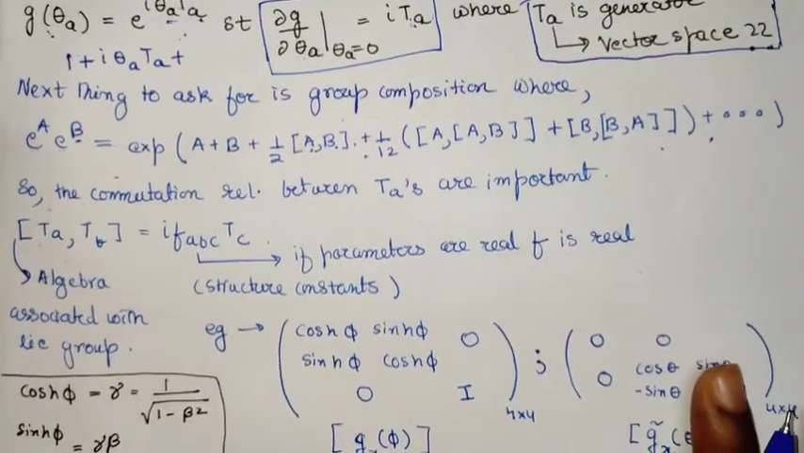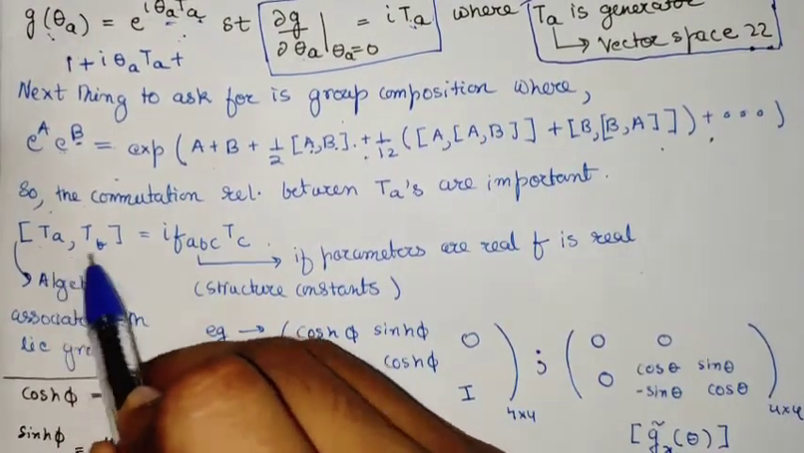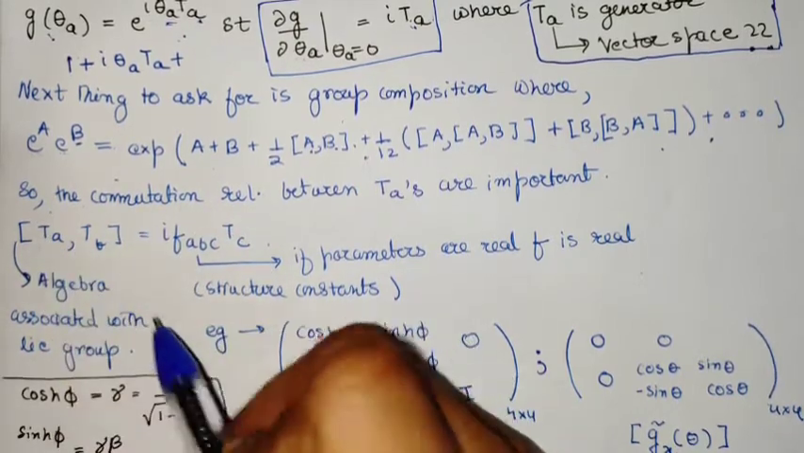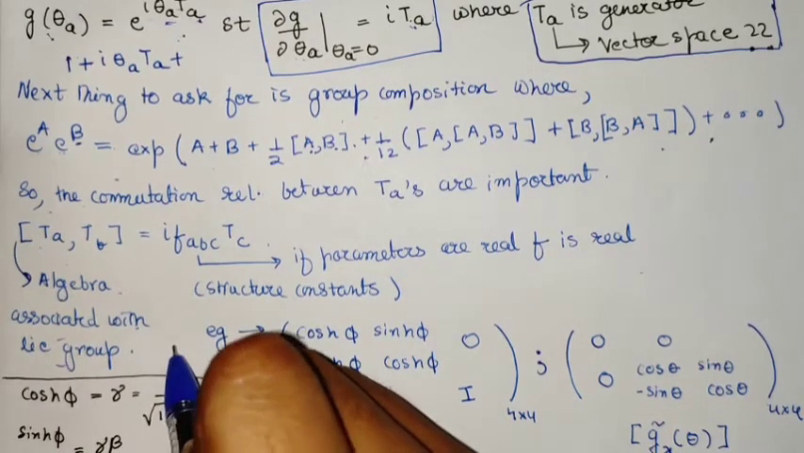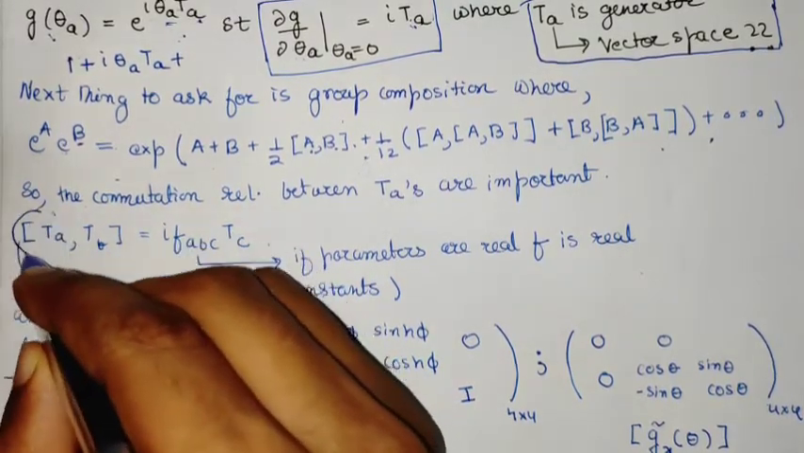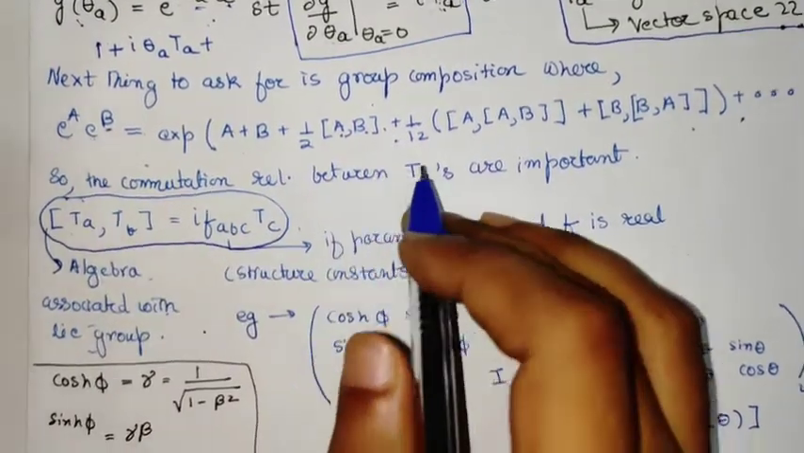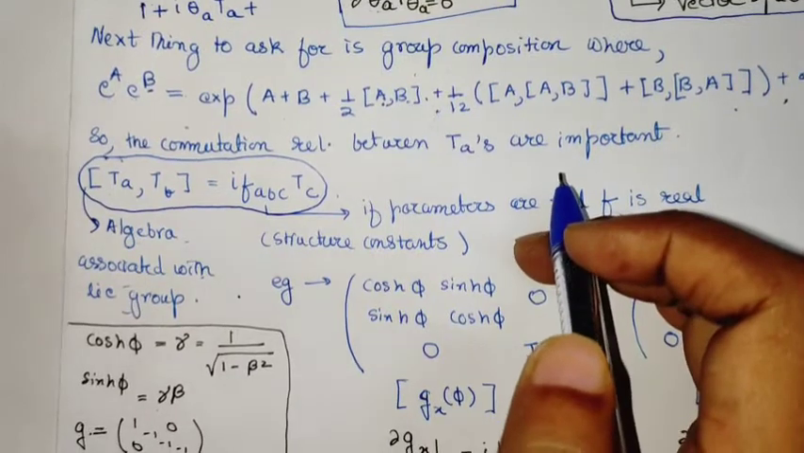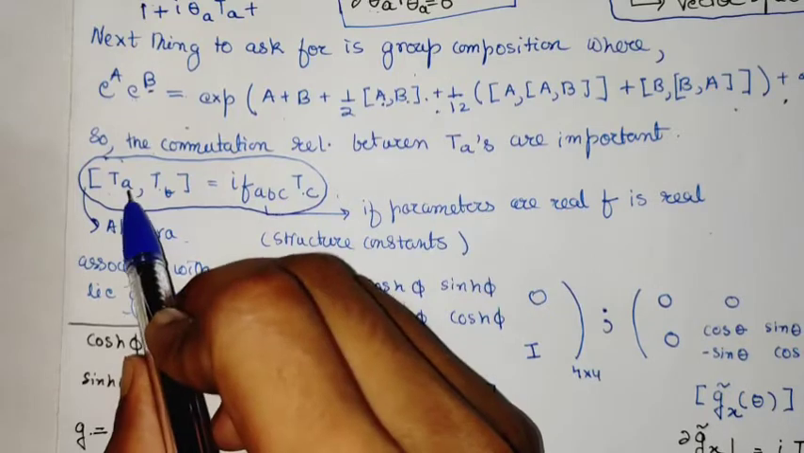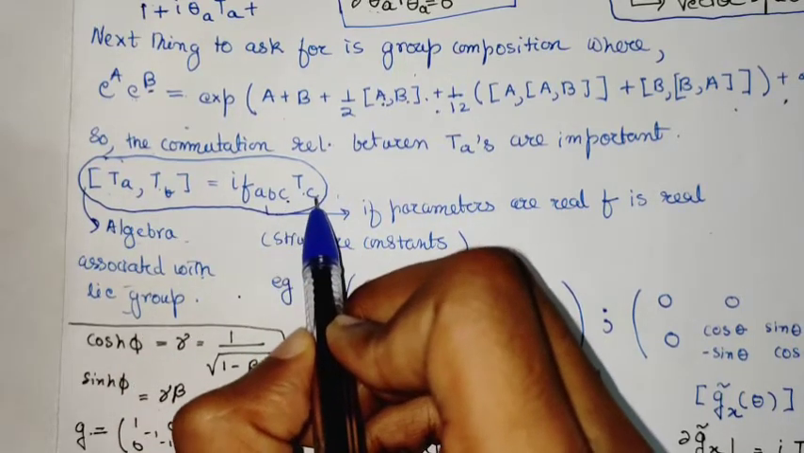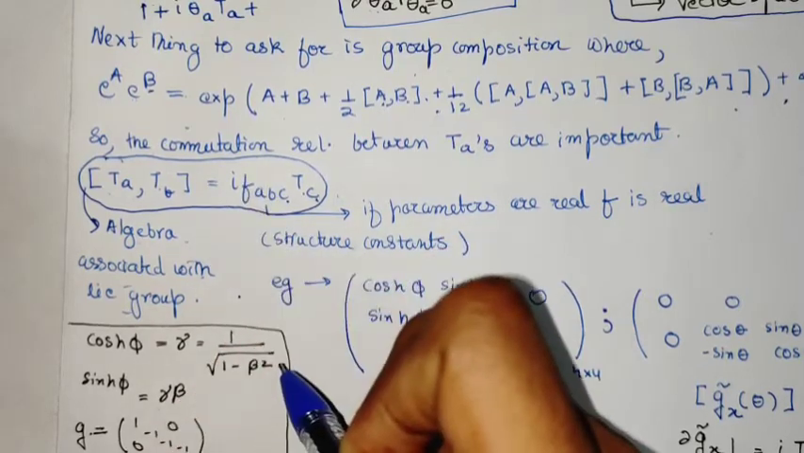The commutation relations of the generators of a Lie group are what we call the algebra of that group. So this is the algebra that is associated with the Lie group that I have shown here. Here these are the generators, there is a sum running over the C index, and f_ABC are called structure constants.